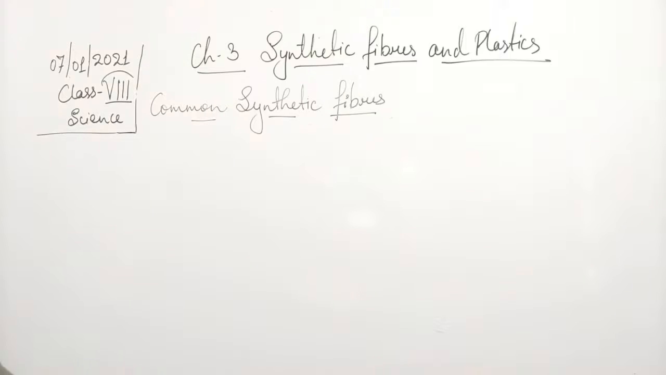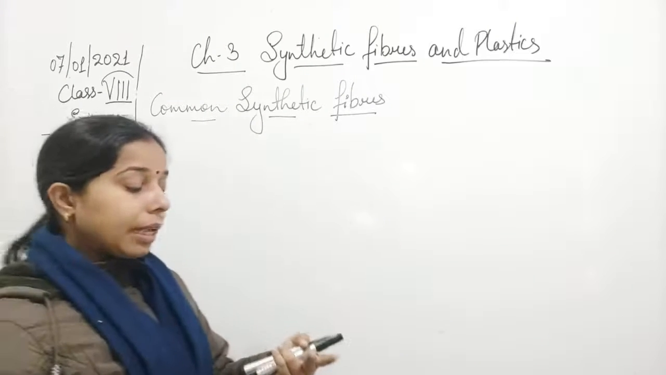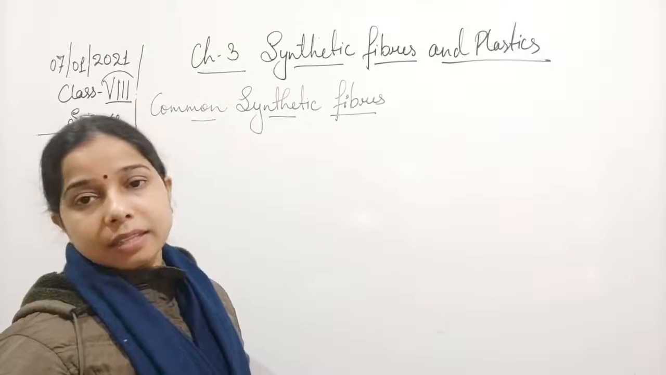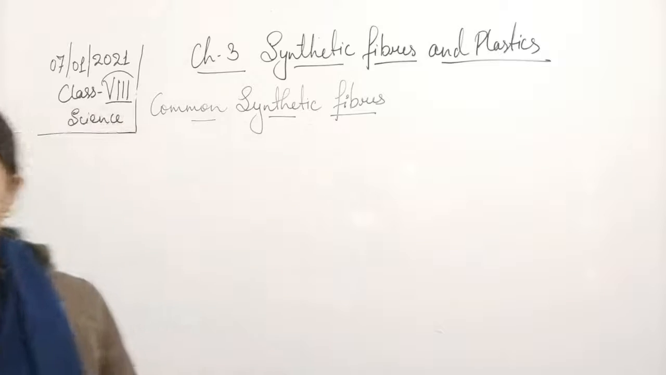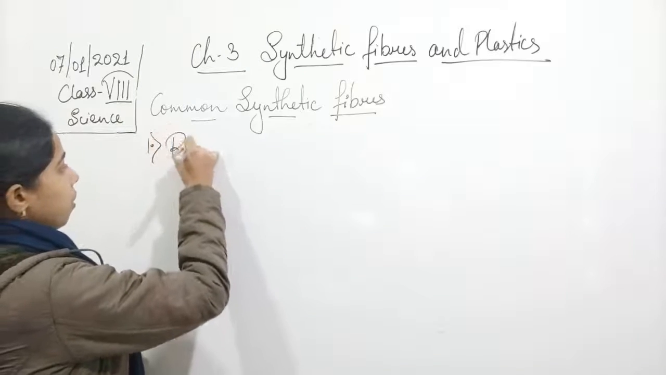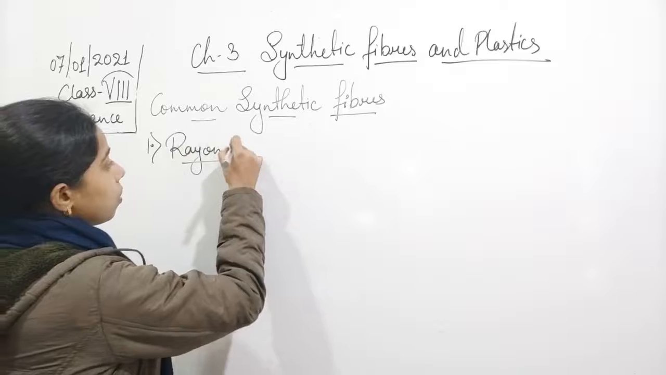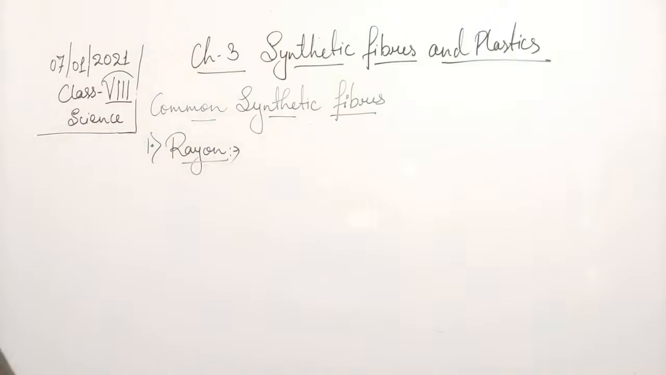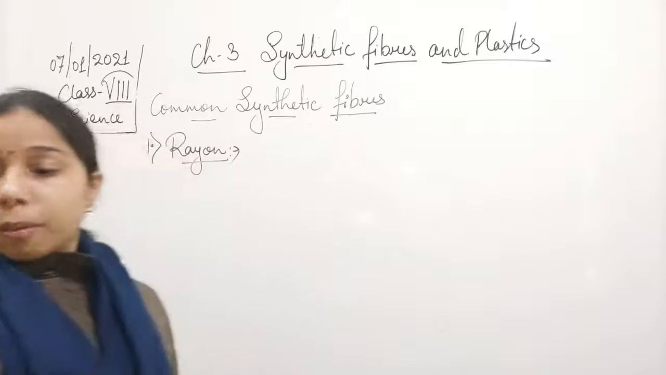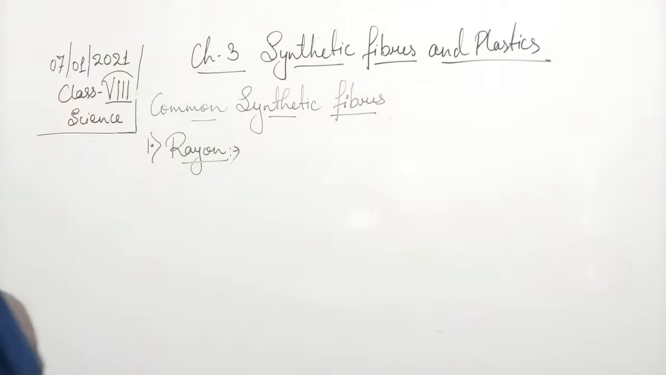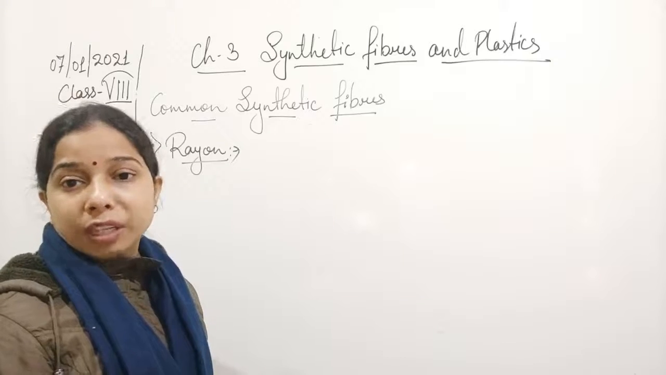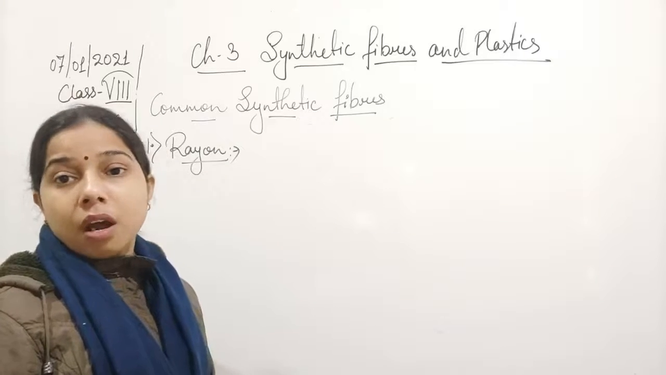Now see, all the students, acrylic, terylene, terracotta, these are all examples of artificial or synthetic fibers. So let us start with the first one, which is rayon. This one is actually produced from wood pulp. It is obtained from wood pulp, and then it is chemically treated. This wood pulp undergoes chemical treatment, and then finally rayon is formed.